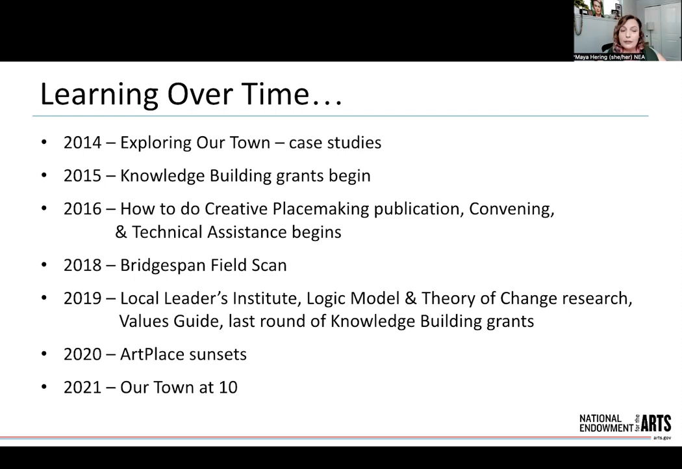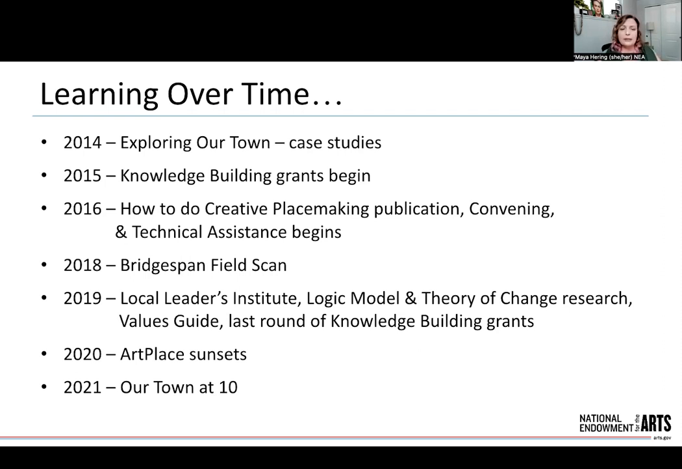In 2015, as part of the Our Town portfolio, the NEA began funding work under the knowledge building category. And this was aimed to build and disseminate creative placemaking knowledge more broadly. 44 projects were funded under this initiative and have brought to bear a wealth of resources for the field. A few examples you guys might have seen or be familiar with are one, Springboard for the Arts created the Handbook for Artists Working in Community.